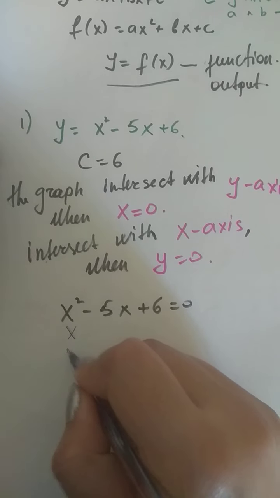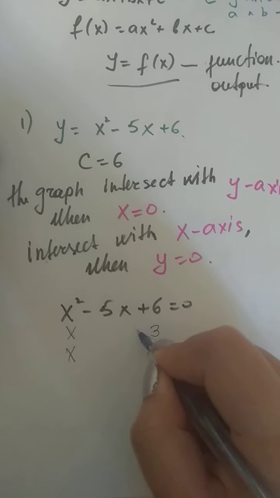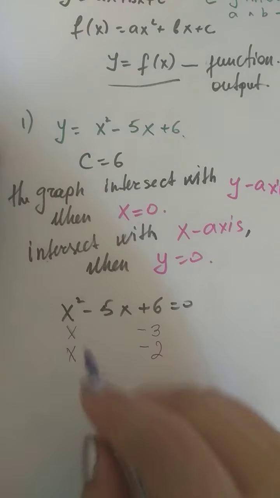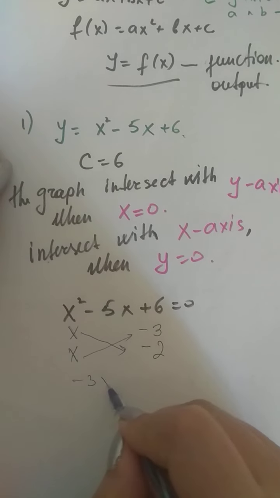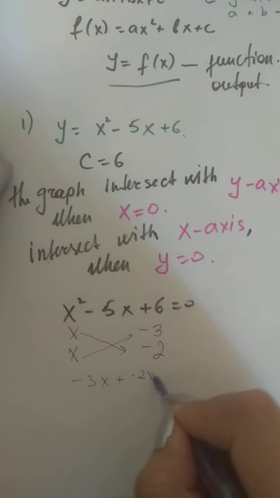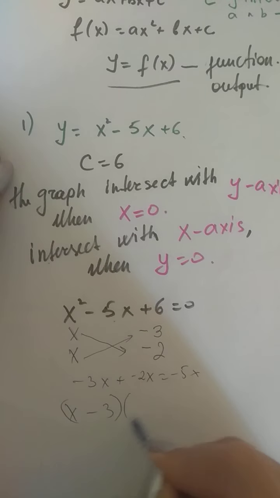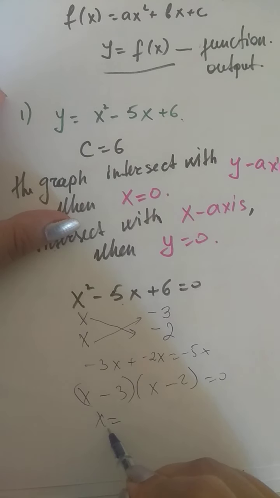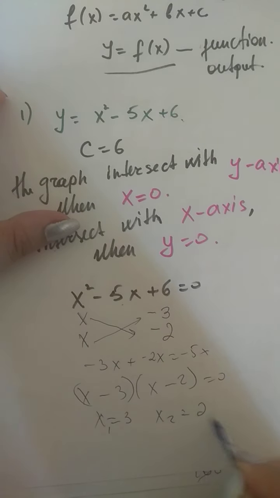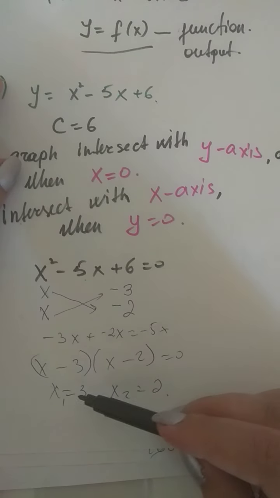Then I prefer using the factorizing method. Then 3 and 2, but both of them are negative. Let me check it: negative 3x plus negative 2x is negative 5x, which is true. Then (x minus 3) multiplied by (x minus 2) is equal to 0. So x1 is 3, x2 is 2. So good, that's it, guys. I have the x-intercepts, which are 3 and 2, and the y-intercept, which is 6.